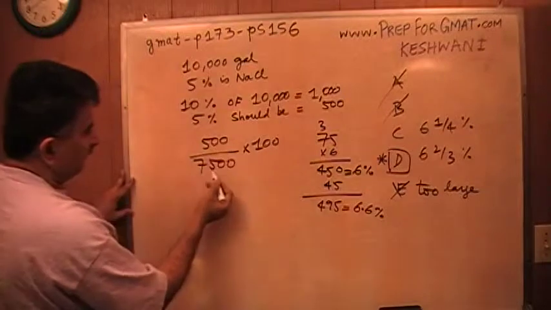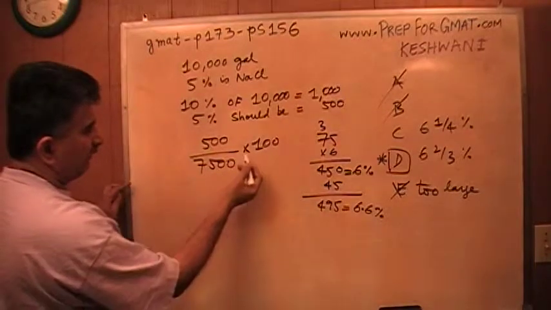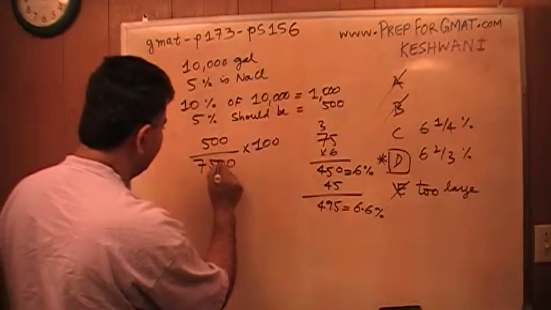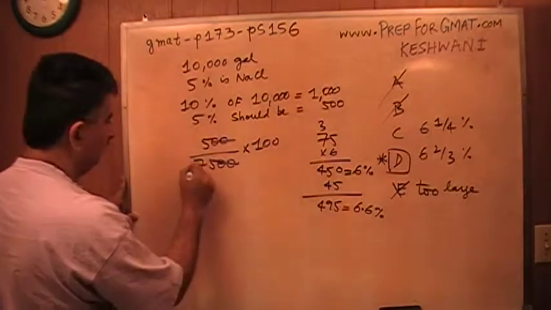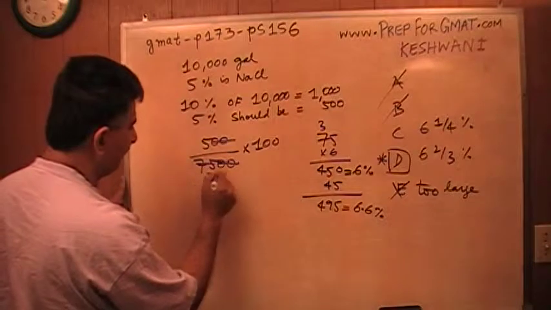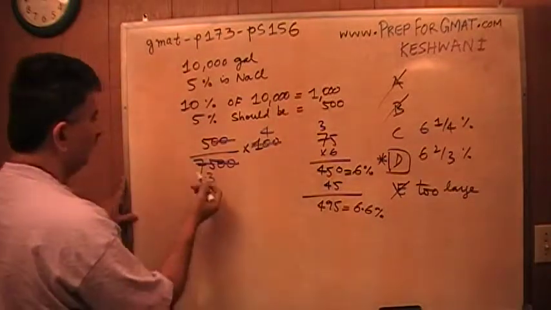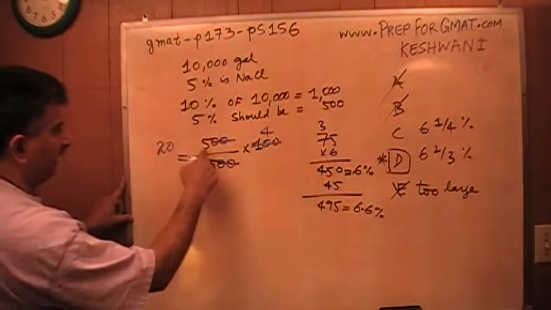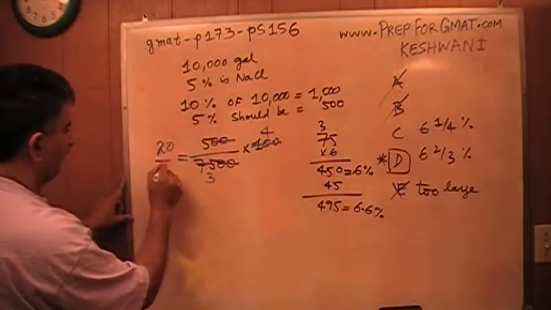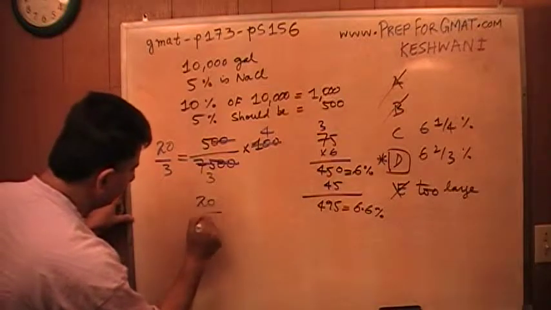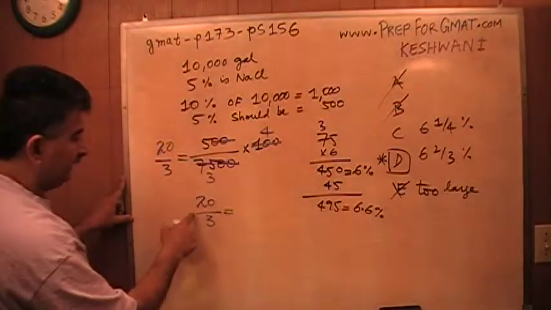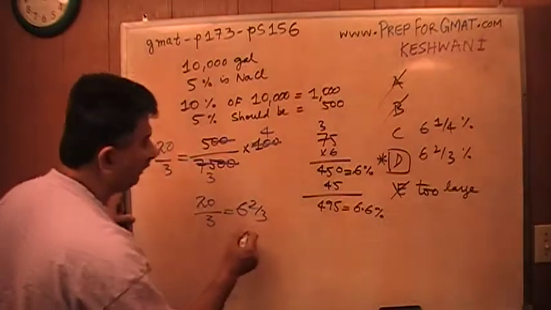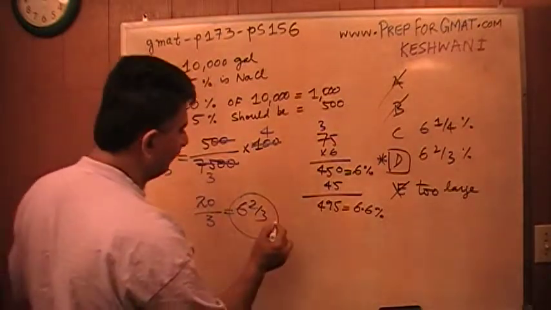So 500 out of 7,500, multiplied by 100 because we are finding a percentage. These 2 zeros cancel out with these 2 zeros. 75 goes into 25 3 times, and 100 goes into 500 5 times. So I have 5 times 4, which is 20 on the top, and in the bottom, I have 3. 20 divided by 3: I know that 18 divided by 3 is 6, with a leftover of 2, so it's 6 2/3. You see? Voila. 6 2/3. The answer is D.